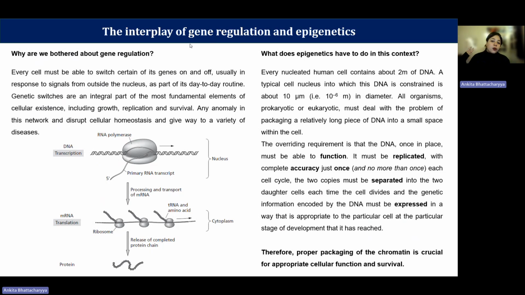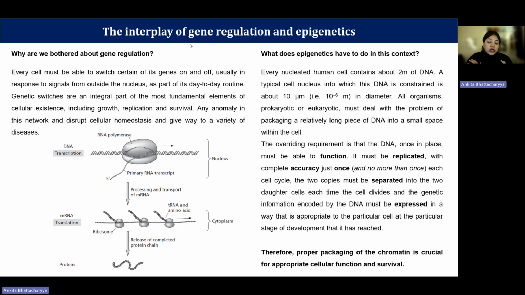So all organisms, whether they're prokaryotic or eukaryotic, have to deal with this problem of packaging a lot of DNA into a very small space within the cell. And another very important factor is that the information should be accessible, and therefore functional. It should not just be a static macromolecule lying around in the cell, but something that can be expressed, repressed, controlled, and that is sensitive to external signals and responsive to the environment. Secondly, the cell must be able to replicate with accuracy just once in each cell cycle.